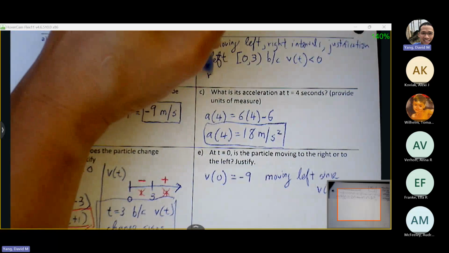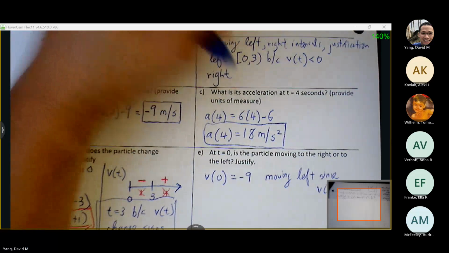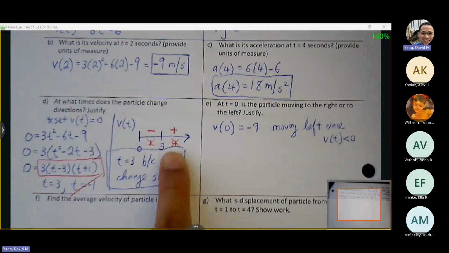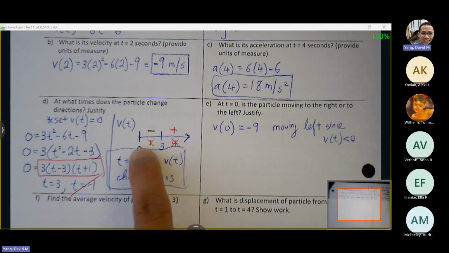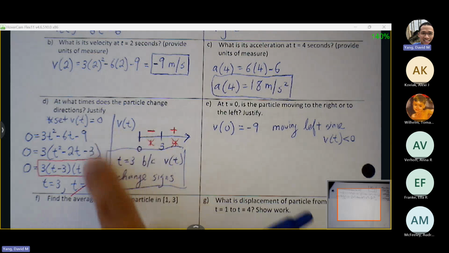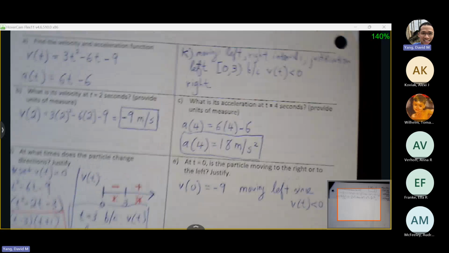And then we can say moving to the right. The interval from 3 to infinity, right? And we don't use the test numbers, right? Don't involve 1, don't involve 4. You're just using what you find when you set velocity to 0, your starting point, and infinity.